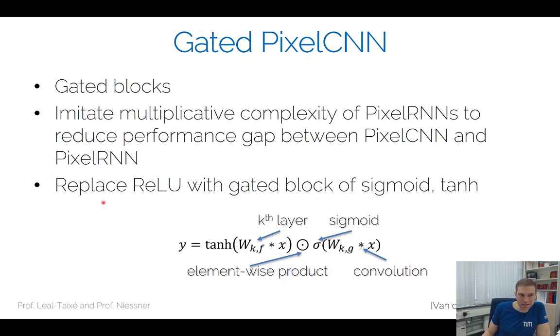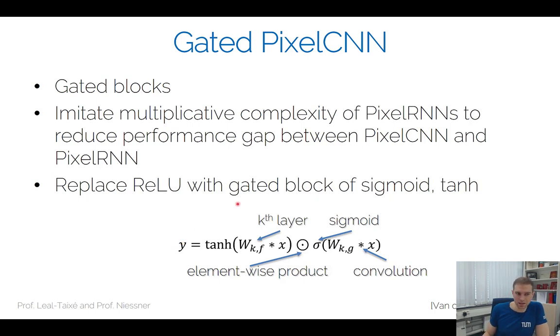Now what happened is that these gated pixel CNN blocks use tanh and sigmoid functions, and then you have an element-wise product. So again, what's happening here is you have the kth layer. These are the weights. You're feeding in the current input. You have a sigmoid, you have a tanh. Then you have an element-wise multiplication, and you get the current output of this block. The idea was that by replacing the ReLUs with this gated block of sigmoids and tanhs, it's very similar to what the LSTM is doing, right? And they noticed, okay, we're getting better performance again in this case. This is the high-level idea of the pixel CNNs.